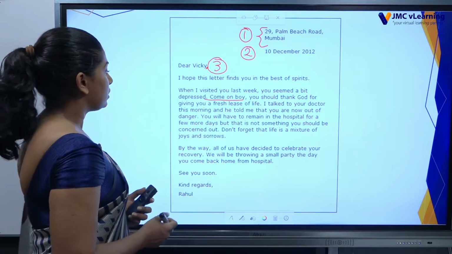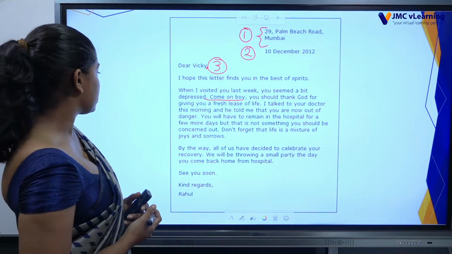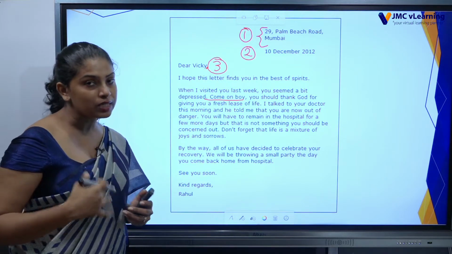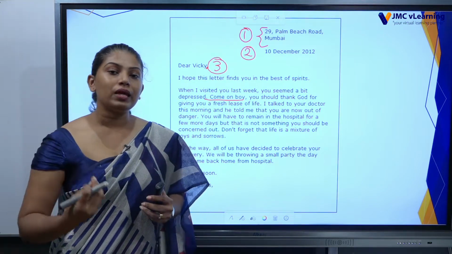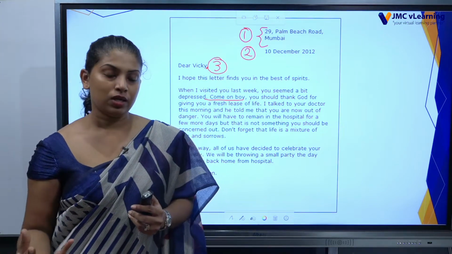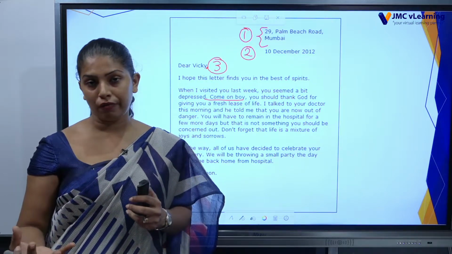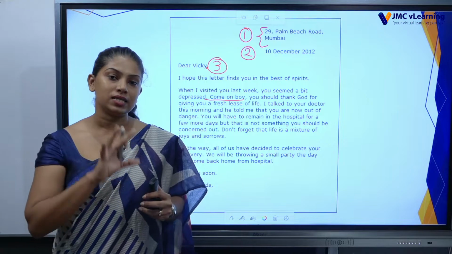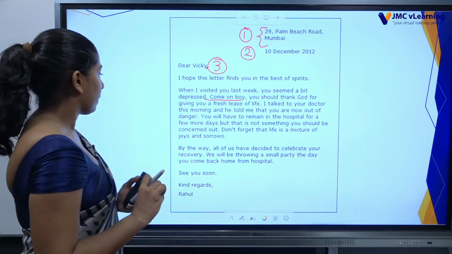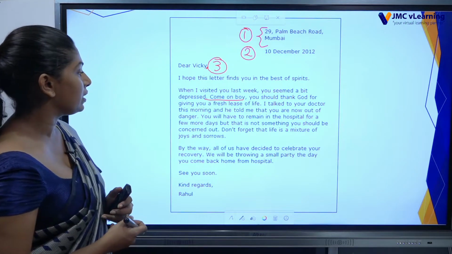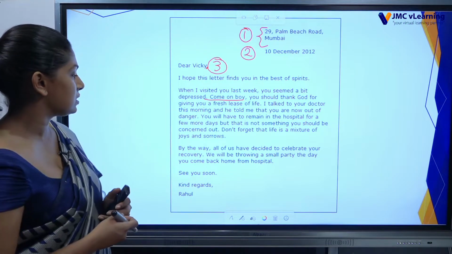I talked to your doctor this morning and he told me that you are now out of danger. Now, here this friend wants to know something about his sick friend, the details about him, how he is and what he knows about the friend. Those are there inside this body. You will have to remain in the hospital for a few more days, but that is not something you should be concerned about.